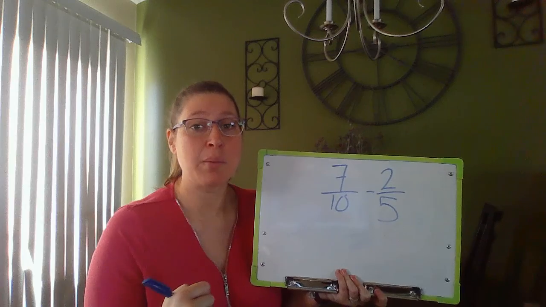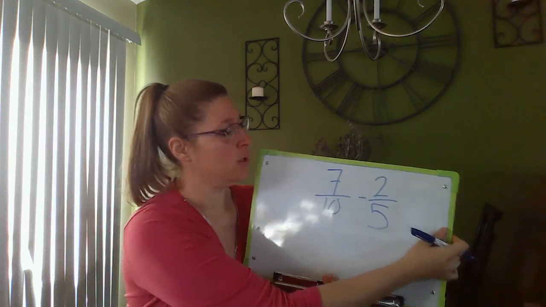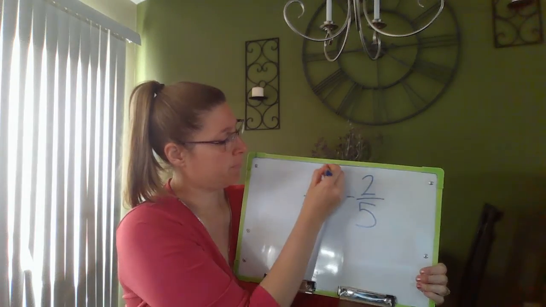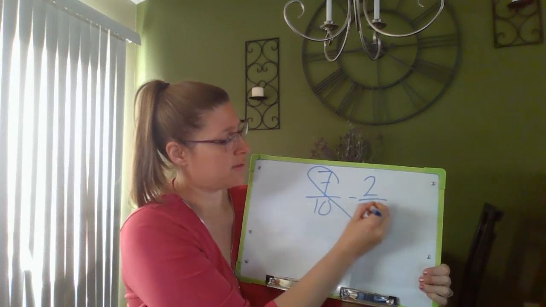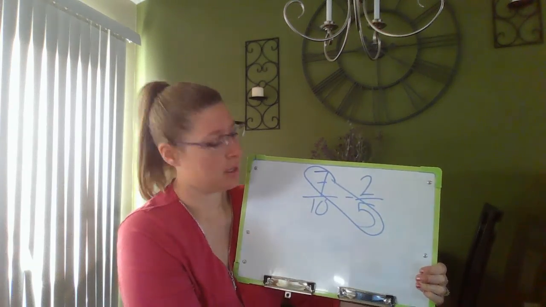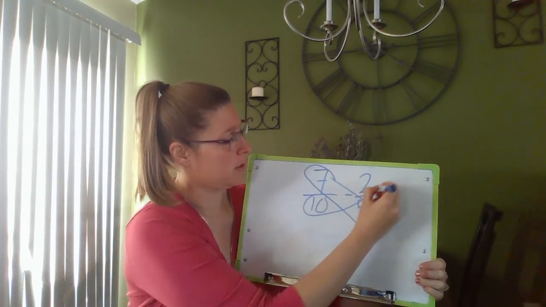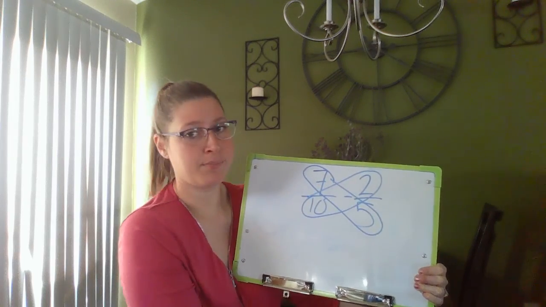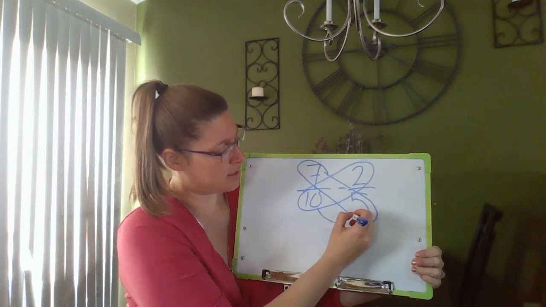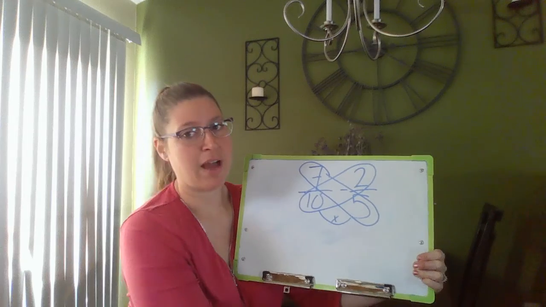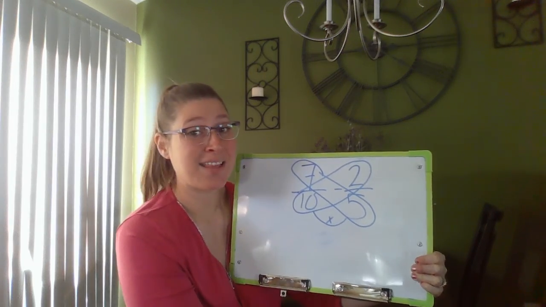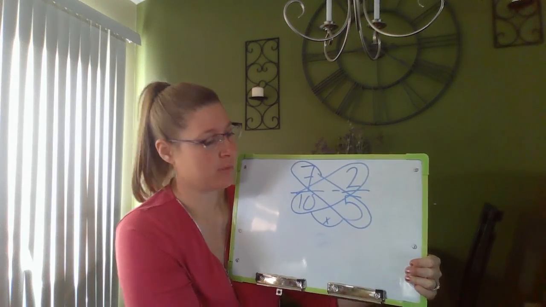So I'm going to bubble in the cross numbers. So I'm going to bubble in the 7 and the 5. I'm going to bubble the 2 and the 10. And I'm going to connect the 10 and the 5. Now, anything that we connected, we multiply.